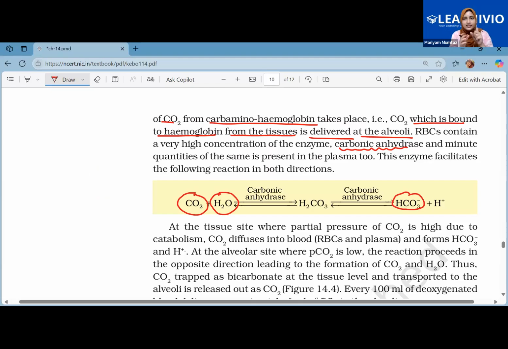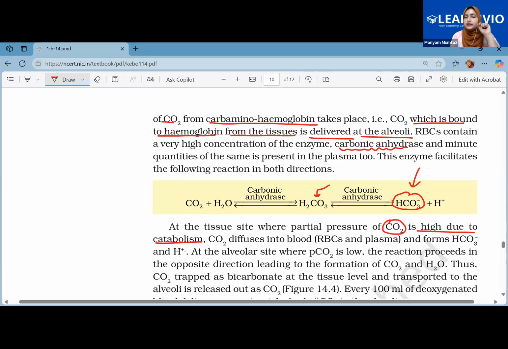The CO2, firstly, is combining with the water and making H2CO3. In the CO3, CO2 is present or not? Carbon dioxide is present, isn't it? Then this molecule of H2CO3 is getting broken down to become the bicarbonate ion. And this is how the CO2 is getting transported yet again. So at the tissue site, where the partial pressure of carbon dioxide is high due to catabolism. Ma'am, can you explain again?